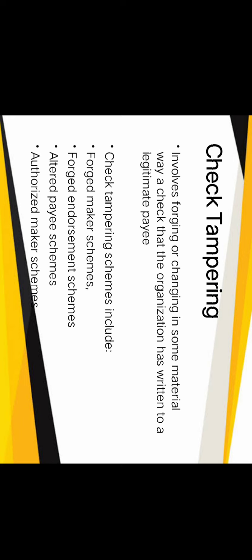Next is check tampering, which involves forging or changing in some material way a check that the organization has written to a legitimate payee. So, ito yung pinakamadalas na nangyari sa isang small business. An employee steals company funds by forging or altering a check drawn on one of the organization's bank accounts. So, it can be fraudulently na pag-prepare niya ng check drawn on the organization's account for his own benefit, or intercepting a check drawn on the organization's account that is intended for a third party and converting the check for his own benefit. So there are five methods na ginagamit to commit check tampering.